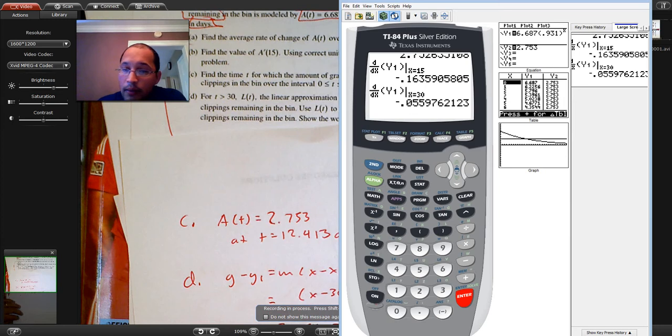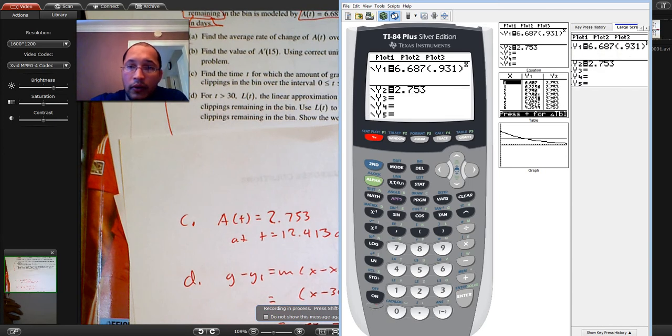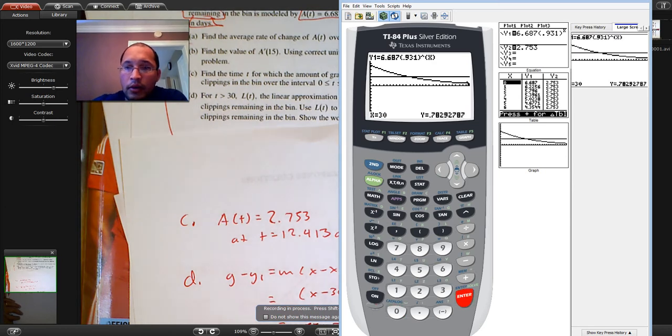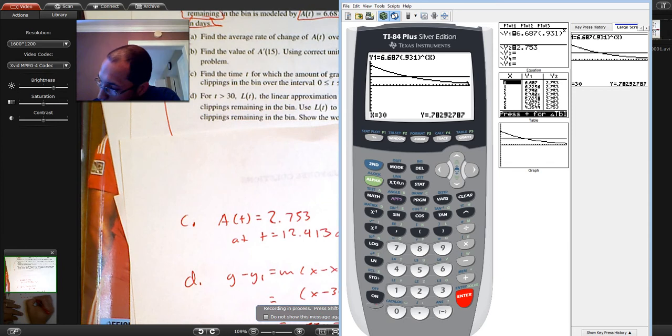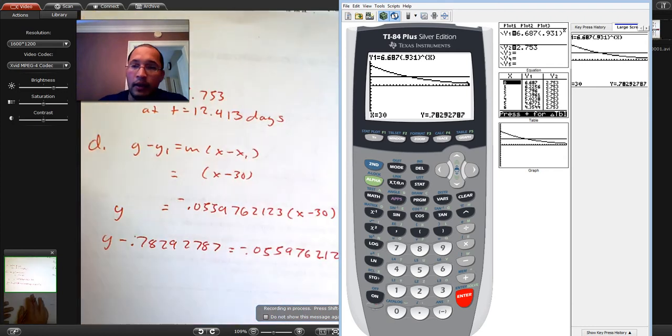So y minus y1, I got to find the y, so I'm actually just going to go to the original function here. I'm going to calculate value at 30 is 0.729. It's 0.729. I have no idea if I need to write all that. I'm just going to go ahead and do it. 0.7829278, negative 0.0559762123 times x minus 30. Okay, so now I have all this written down, and now I need to approximate.